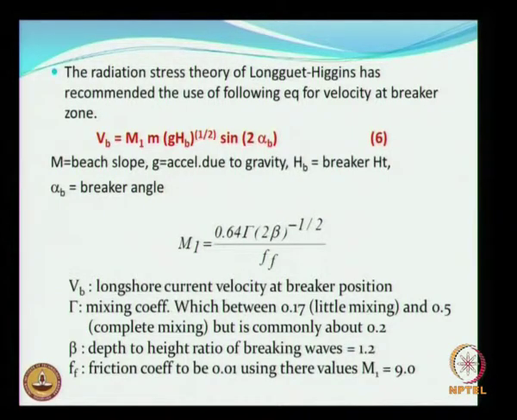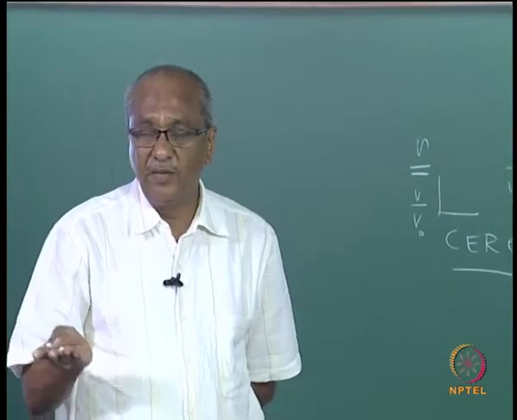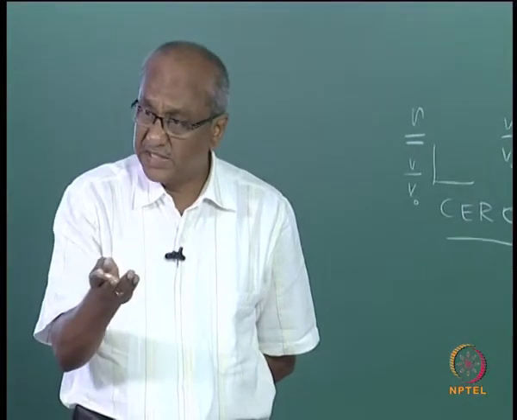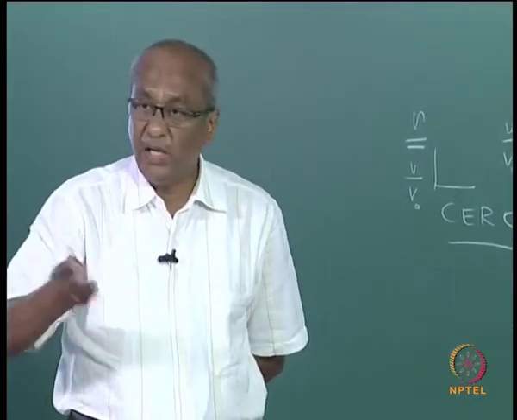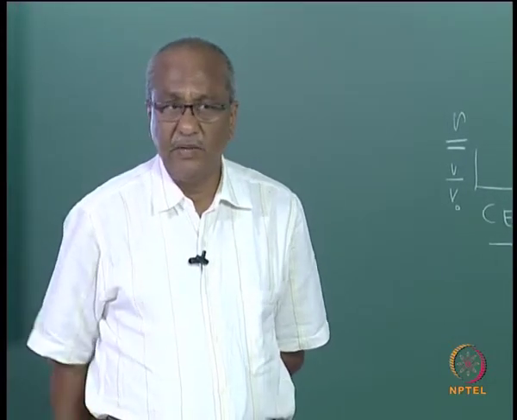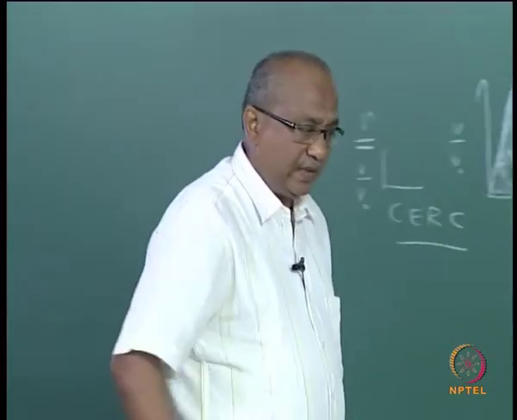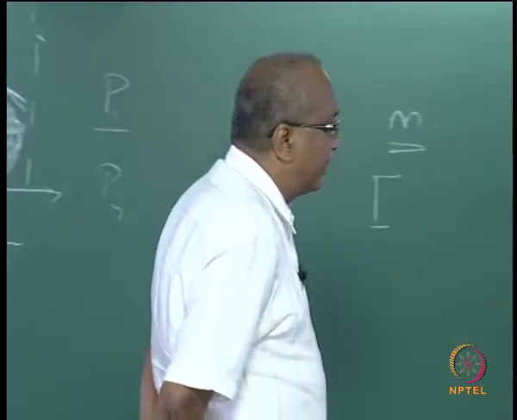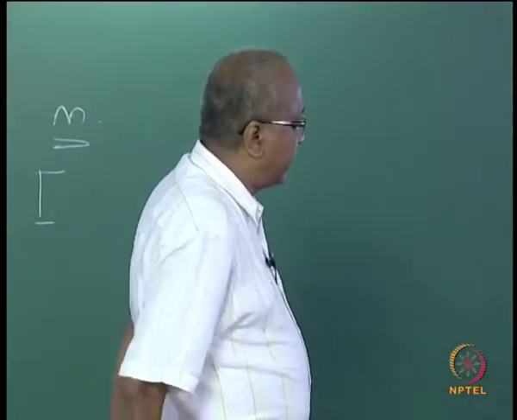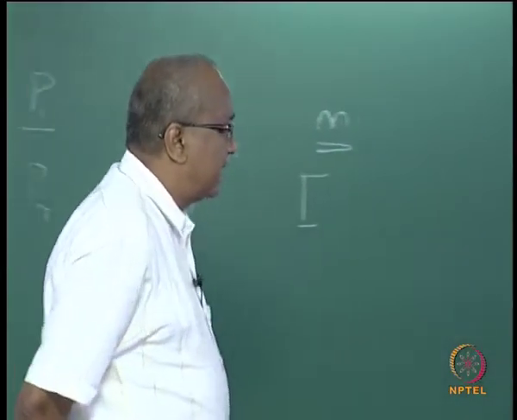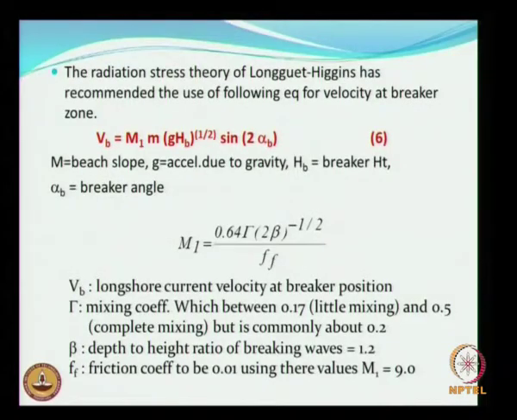So you see a number of coefficients are involved when you are dealing with sediment transport, so it is becoming more and more complicated, and more so we use the word estimates. It is not so easy to accurately calculate the sediment transport in the field. The other things are the friction factor, which is taken as 0.01, and beta, that is nothing but the breaker index, that is 1.2.